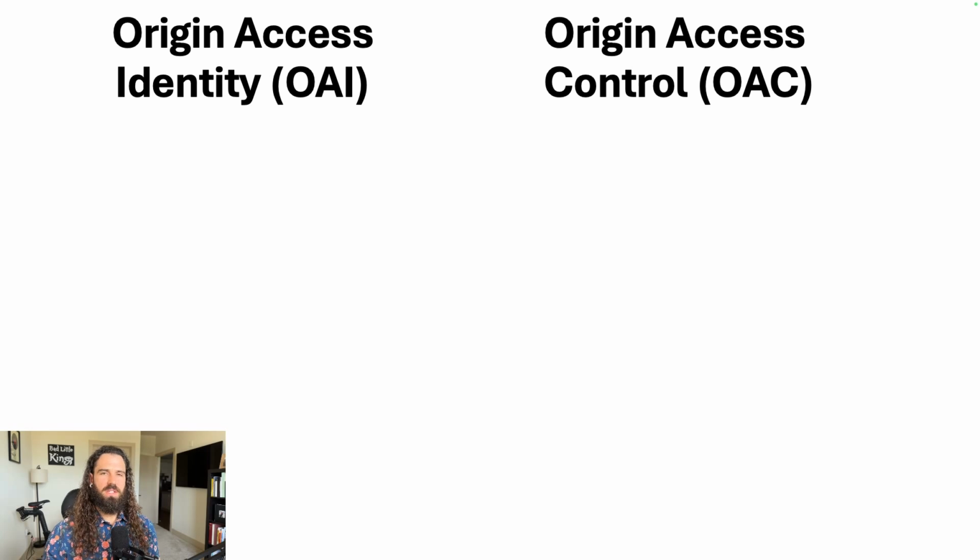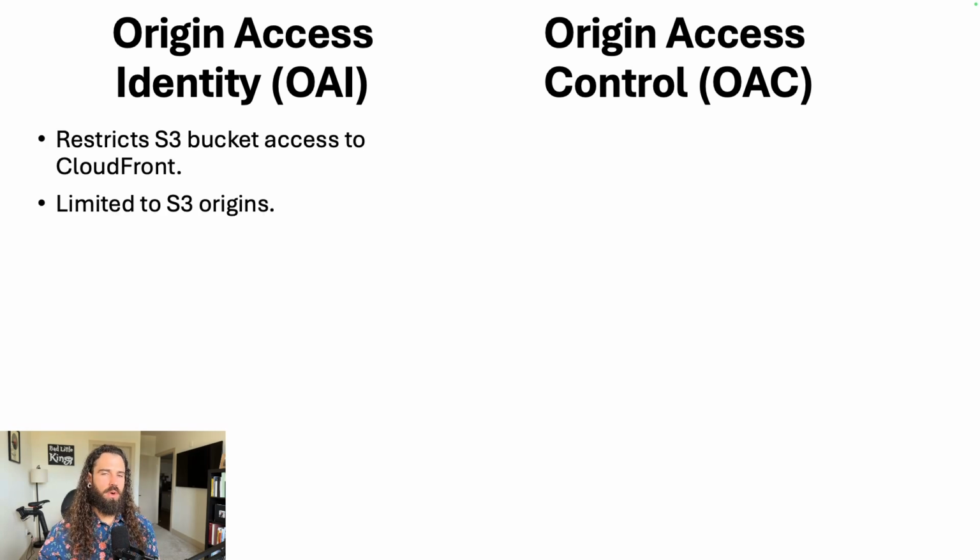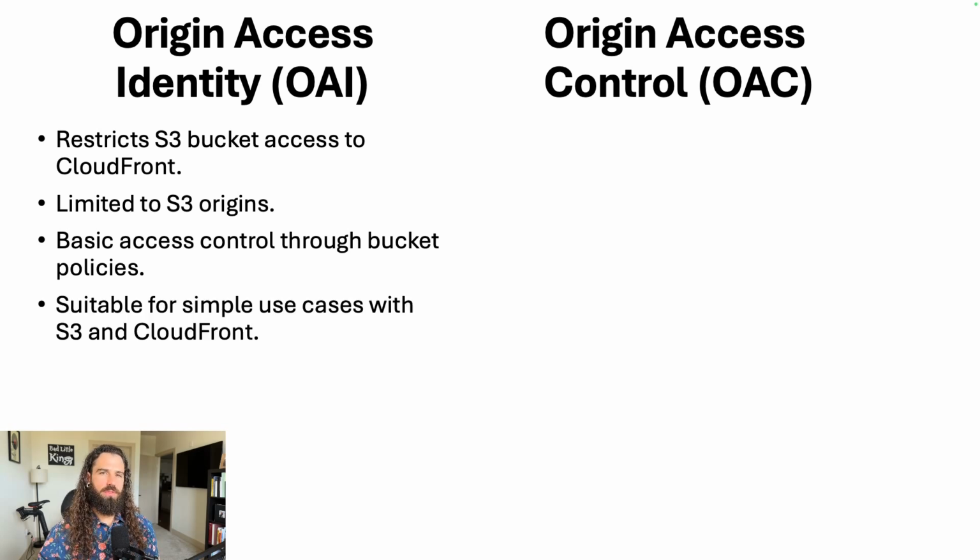So let's talk about OAI and OAC. In simple terms, these allow you to restrict access to an S3 bucket that is being used as an origin for a CloudFront distribution. The scope of an Origin Access Identity is only S3 buckets. This provides basic access control through bucket policies, and it's suitable for simple use cases with S3 and CloudFront. However, this is now considered the legacy way of restricting access to your S3 bucket.